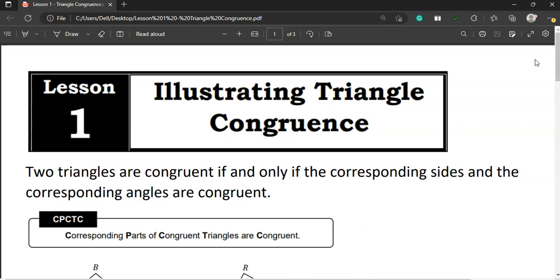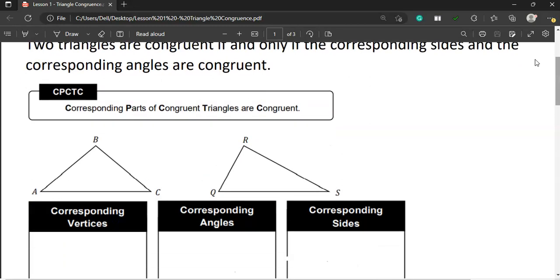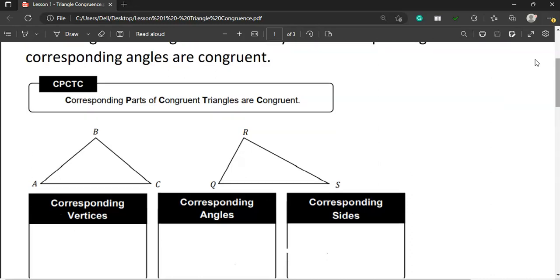We say that two triangles are congruent if and only if the corresponding sides and the corresponding angles are congruent. To help you learn this one, you have to remember the mnemonic CPCTC, or corresponding parts of congruent triangles are congruent. Let's take a look at this example.